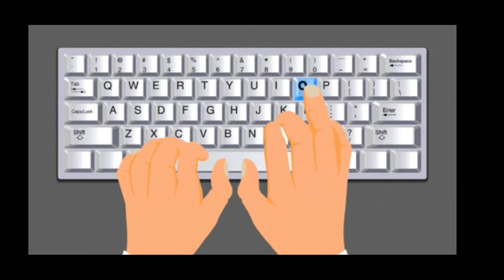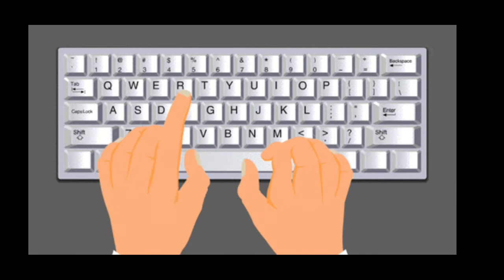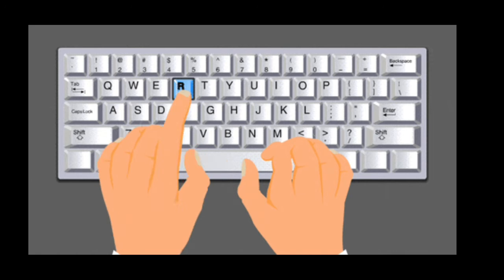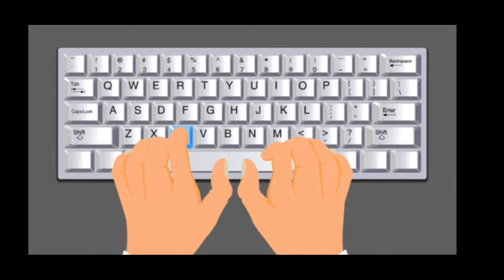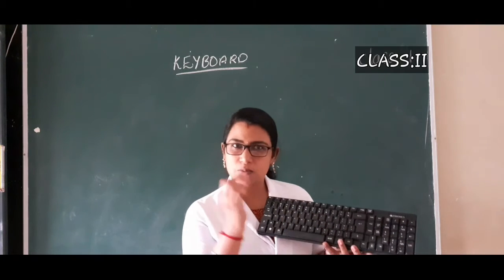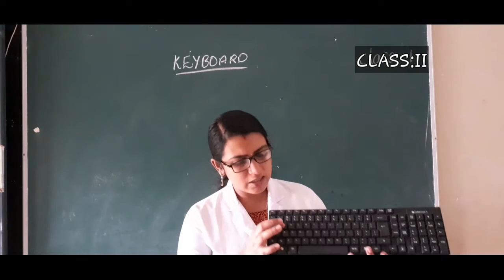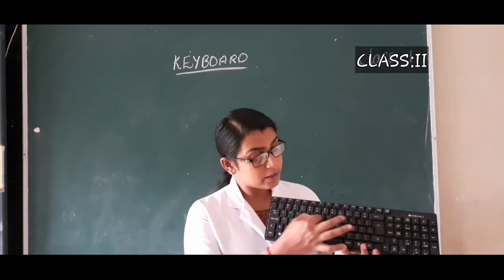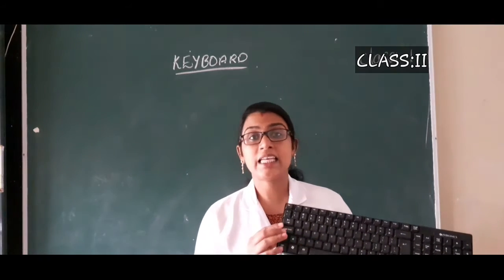Pencil or pen is needed to write in a notebook. Similarly, to write on the computer, the keyboard is needed. Here we can see different kinds of small buttons. Look at this, this is a small button. All these buttons are called keys.